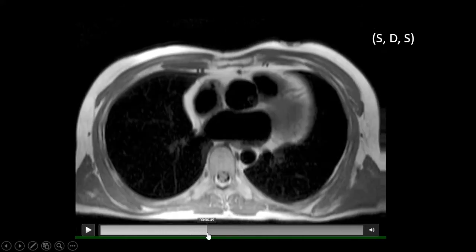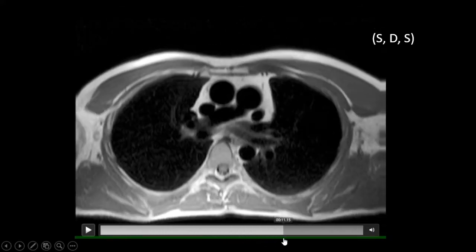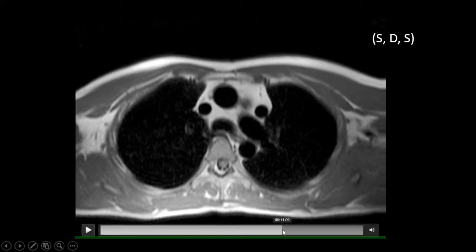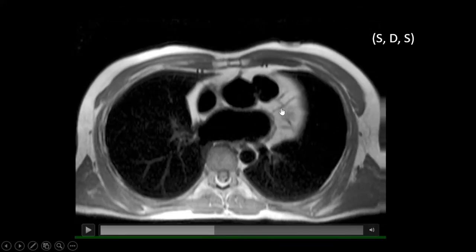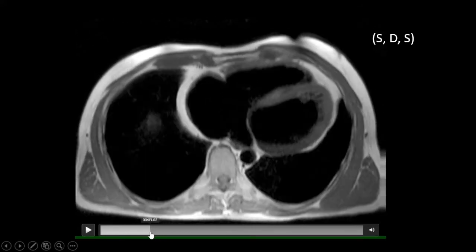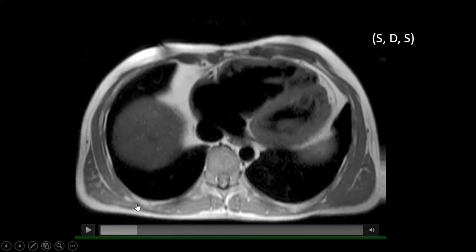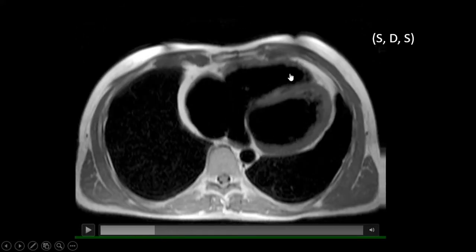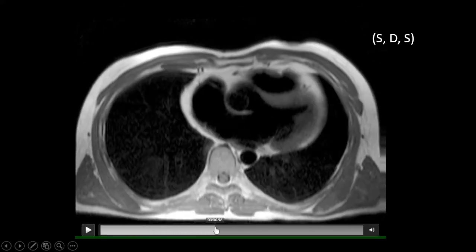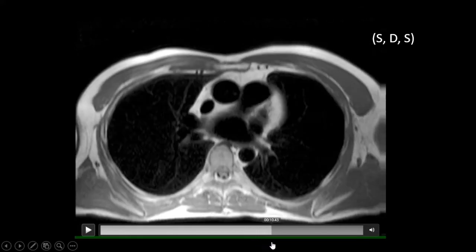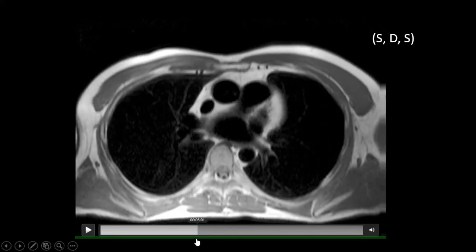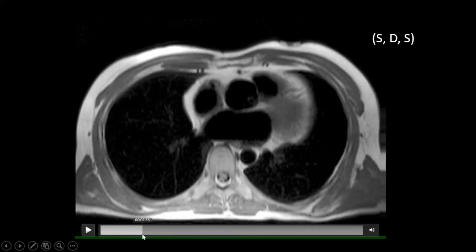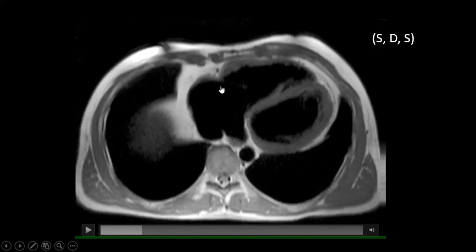Next, we go on to the flow of contrast. We can see there are dual SVCs. The right SVC drains into the right atrium. The left SVC drains into the coronary sinus to the right atrium. IVC opens into the right atrium. The right atrium drains into the right ventricle, which gives rise to the pulmonary artery. The pulmonary veins drain into the left atrium, which opens into the left ventricle, which gives rise to the aorta.